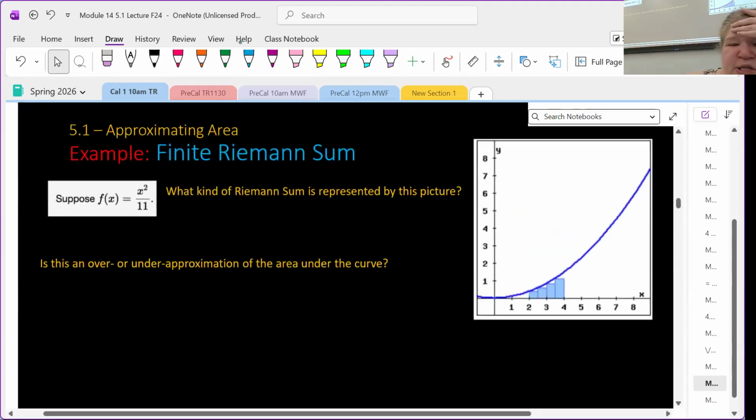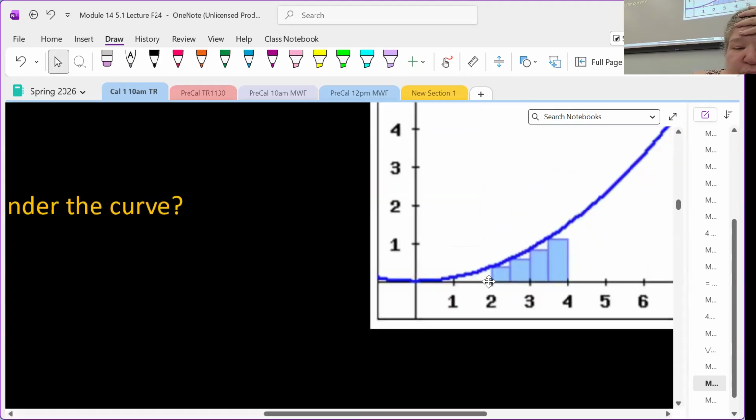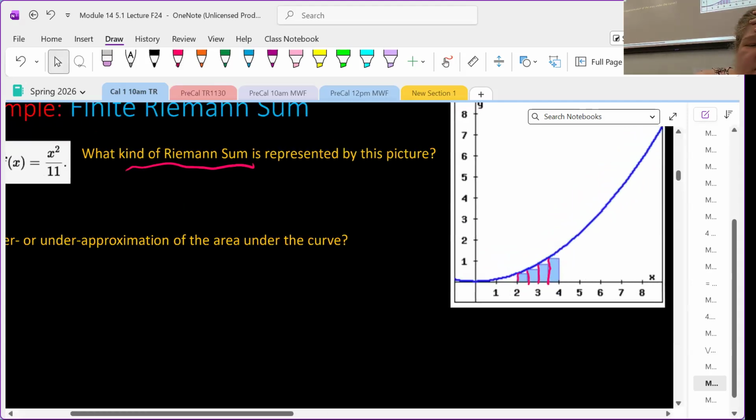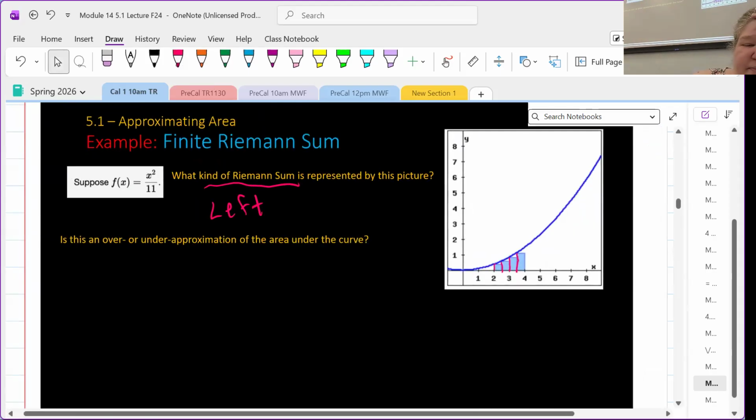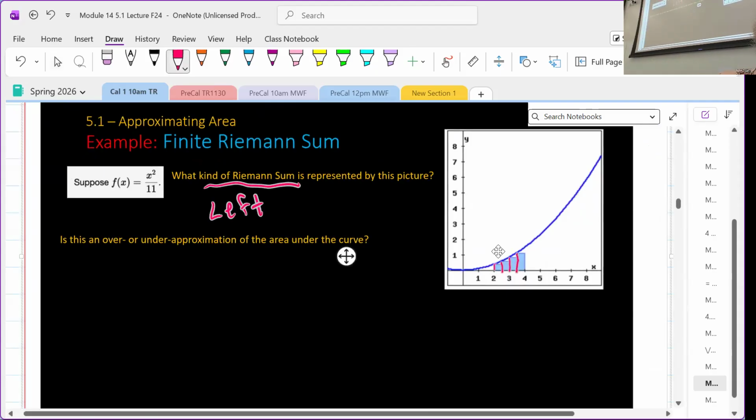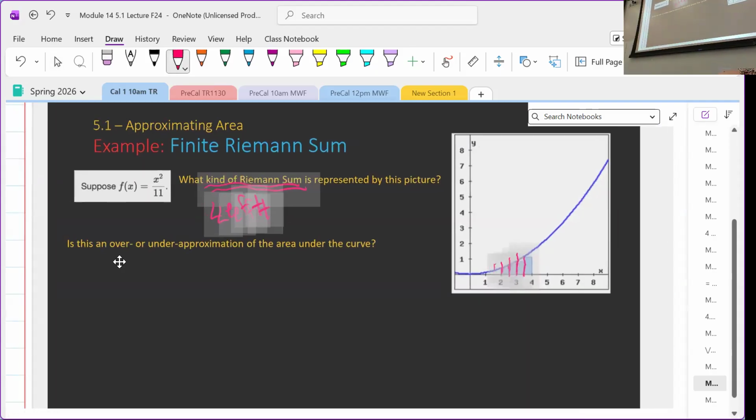So similar to what we were just looking at, this one is asking what kind of Riemann sum. This is asking, is it a left or a right endpoint? So when we look at the rectangles, the height of the rectangle is determined by the numbers on the left. That's where the function value is. And then based on the picture, this is an under approximation.